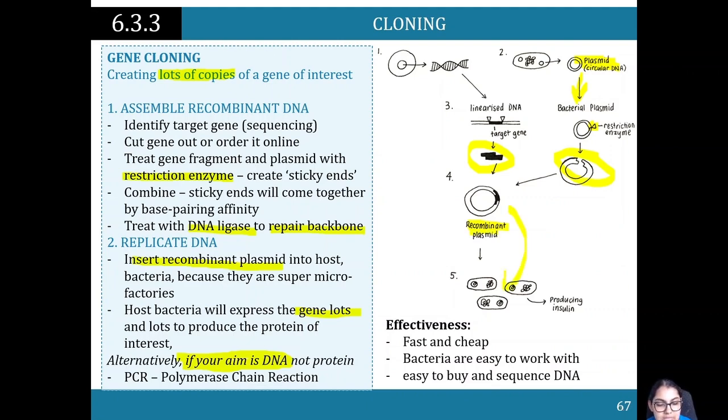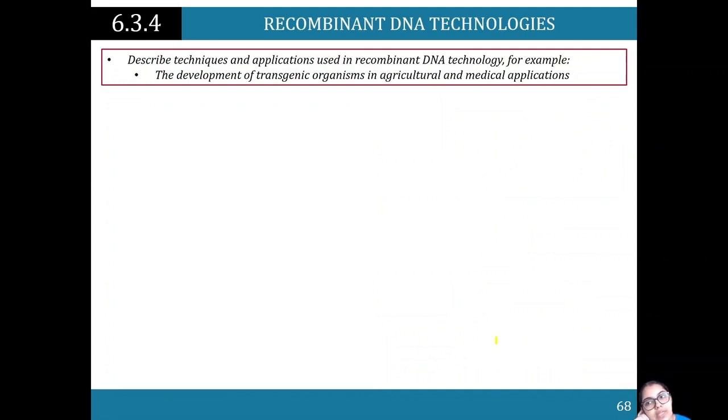We're going to pop this into bacteria, and this has been used to produce insulin. So in the treatment of type 1 autoimmune disease, type 1 diabetes, where the person's body does not produce insulin, which means they can't regulate their blood glucose levels. That's where we can use this process to produce insulin and help them essentially regulate their blood glucose levels, and as a result survive. So effectiveness is that it's fast, it's cheap, bacteria is easy to work with, and it is also easy to buy and sequence DNA.